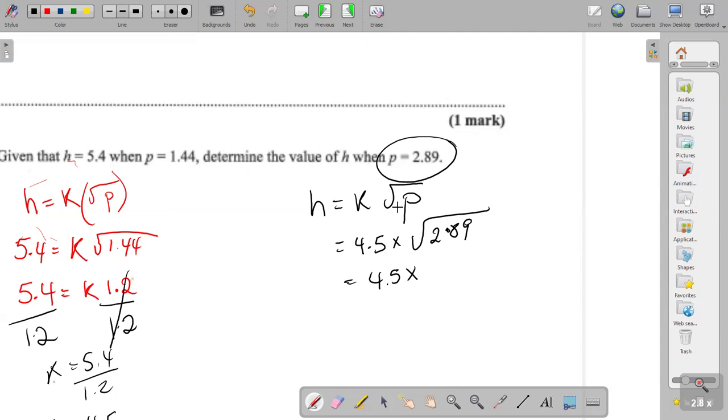Please practice this to make sure your calculator is special, aka giving you the wrong answers. All right, 1.7. So what is our final answer? 4.5 times 1.7. 7.65. That's it.